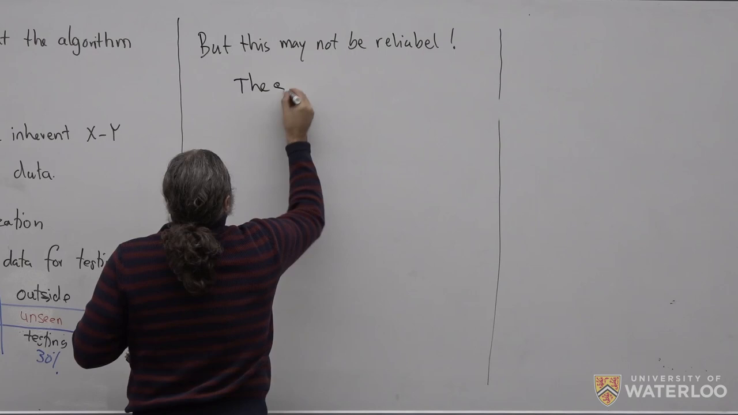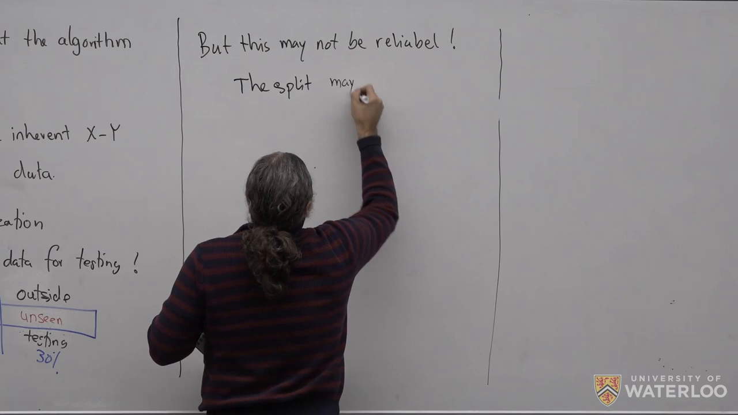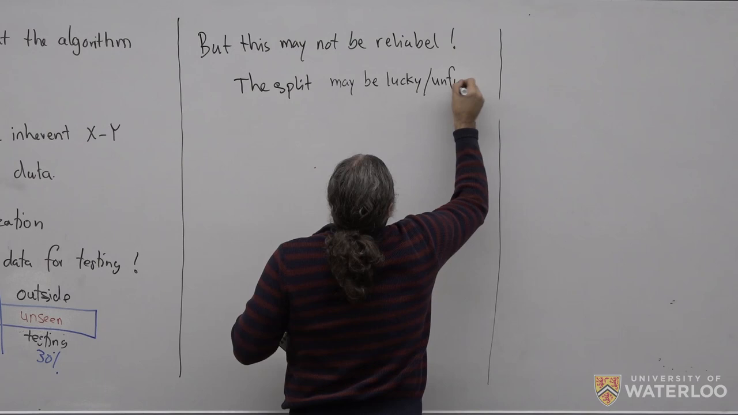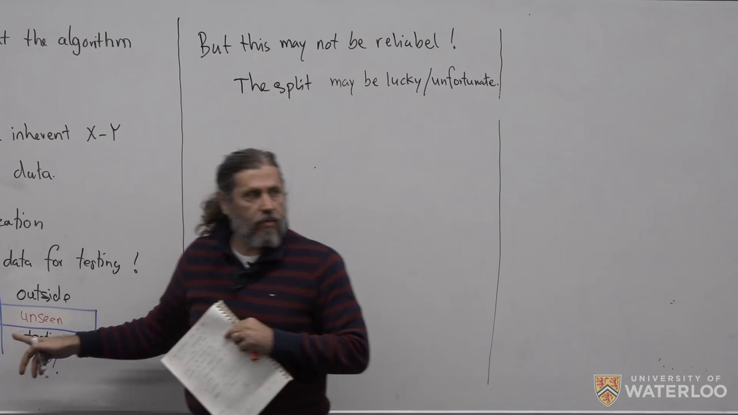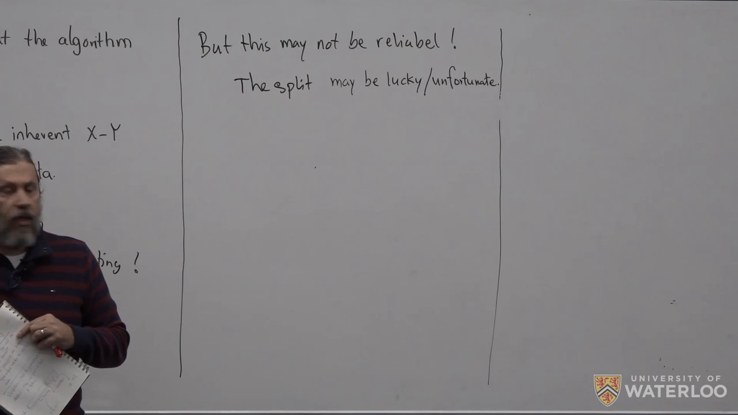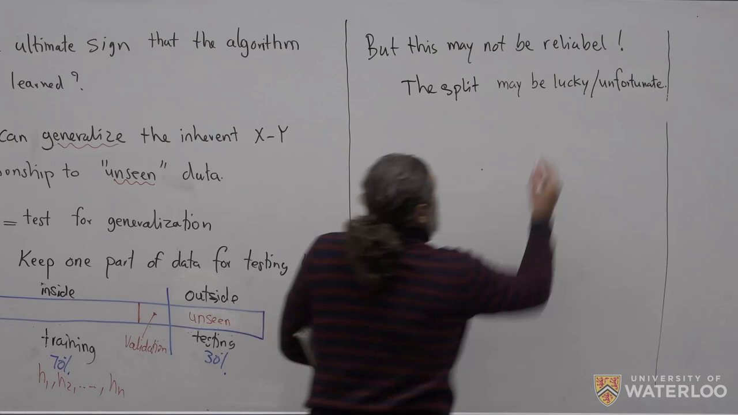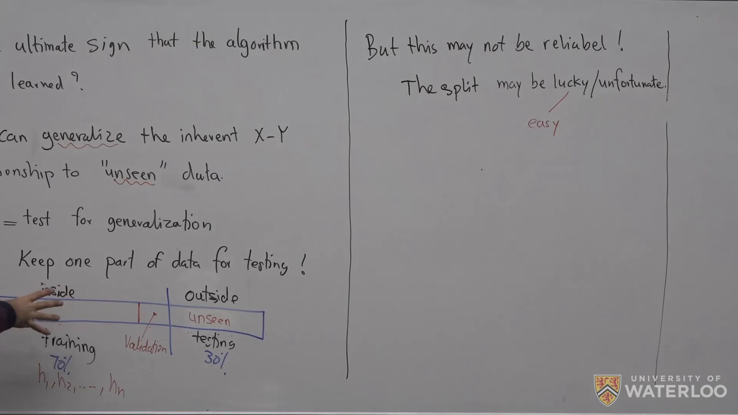The split may be lucky or unfortunate. This split, so you do 70%, 30%, 90%, 10%. You may be lucky: you grab the difficult part for training, and you grab the easy part for testing. Just lucky.